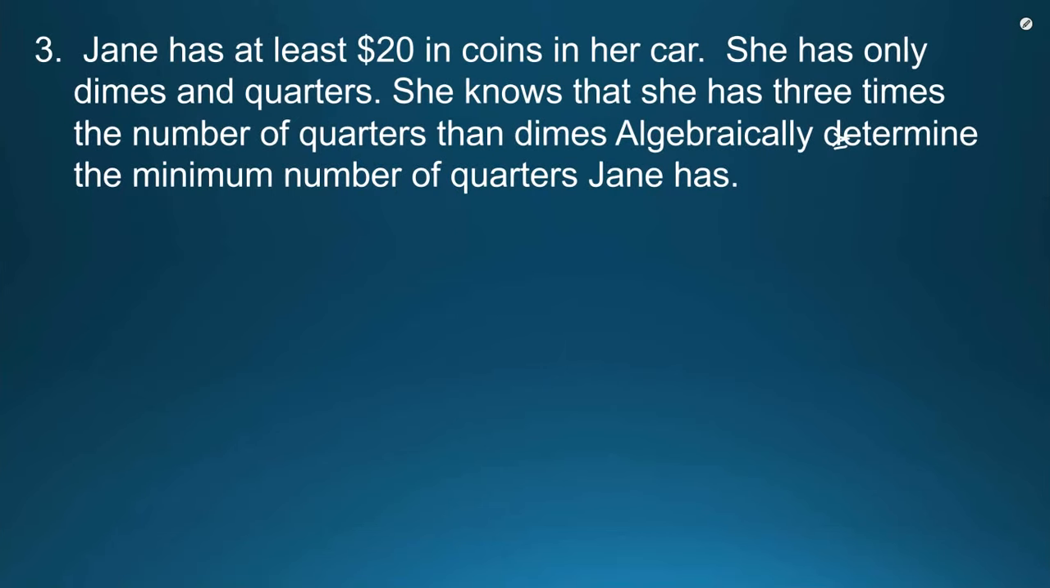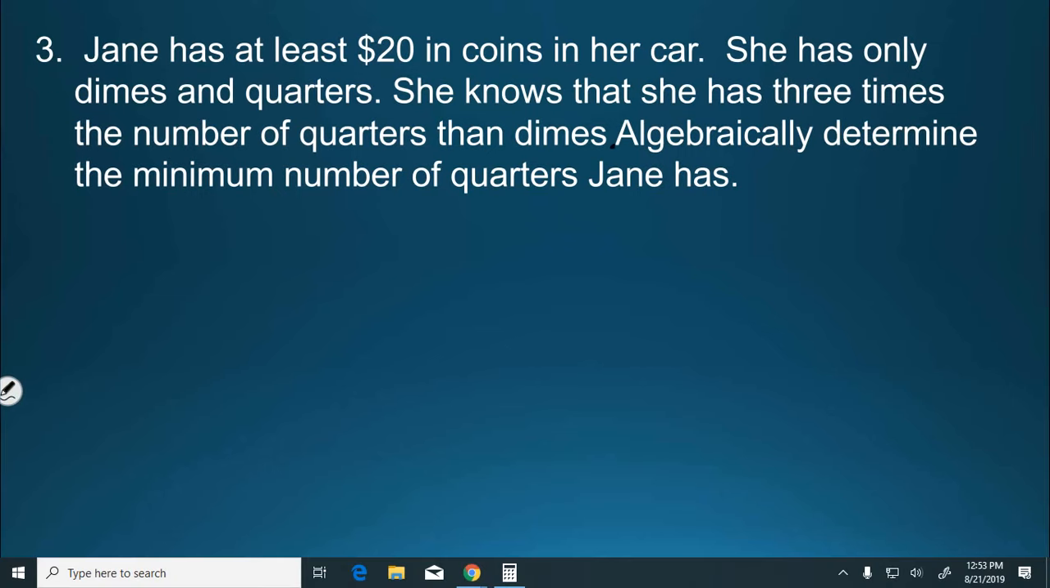All right, Jane has at least $20 in coins in her car. She has only dimes and quarters, and she knows that she has 3 times the number of quarters than dimes. Algebraically determine the minimum number of quarters Jane has. All right, so there should be a period there. I'm not sure why that's missing.